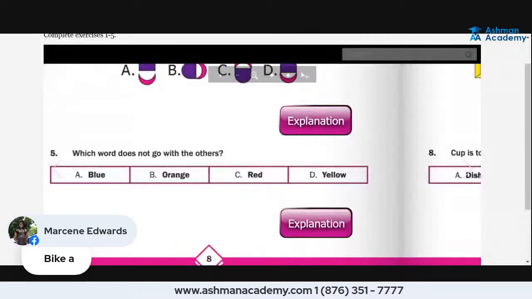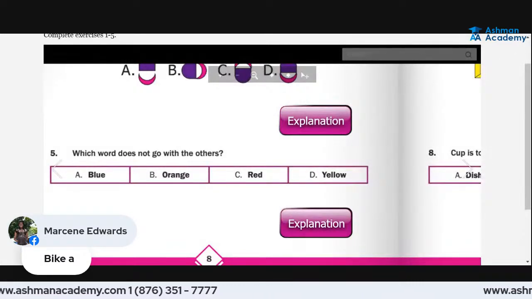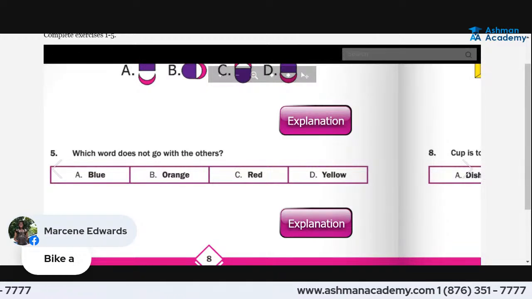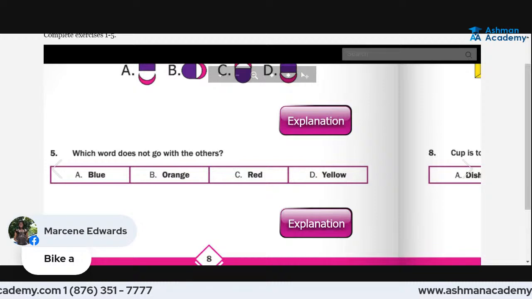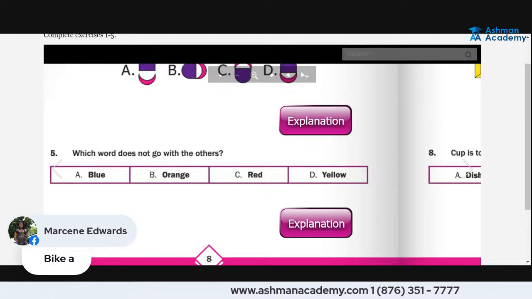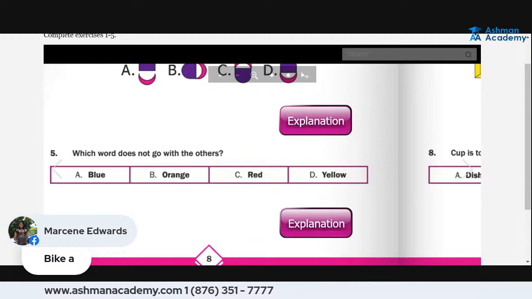Let's look at question number 5. This is a great question. It's a verbal reasoning question. It says, which word does not go with the others? You have blue, orange, red, yellow. Which word does not go with the others? Blue, orange, red, yellow. What's the answer for that?